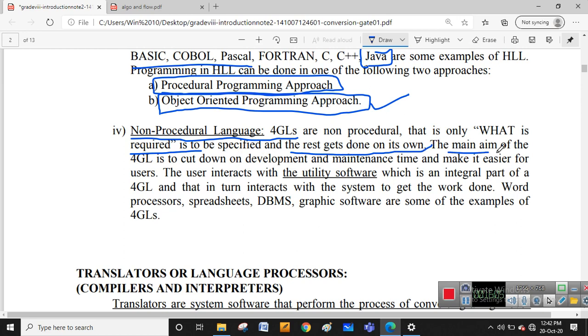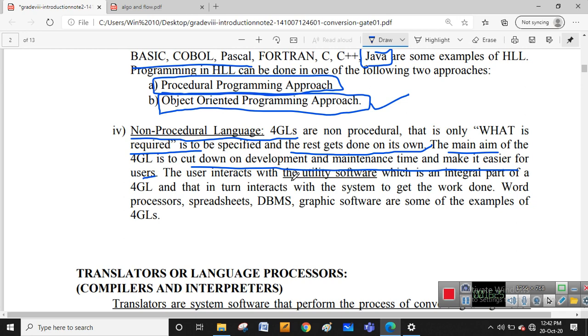Okay, the main aim of this fourth generation language is to cut down the development and maintenance time and make it easier for the user. Definitely, rather than code making, code development, code error solving, testing phase, वो सब को cut करके directly what is to be required. So they concentrate more on that.